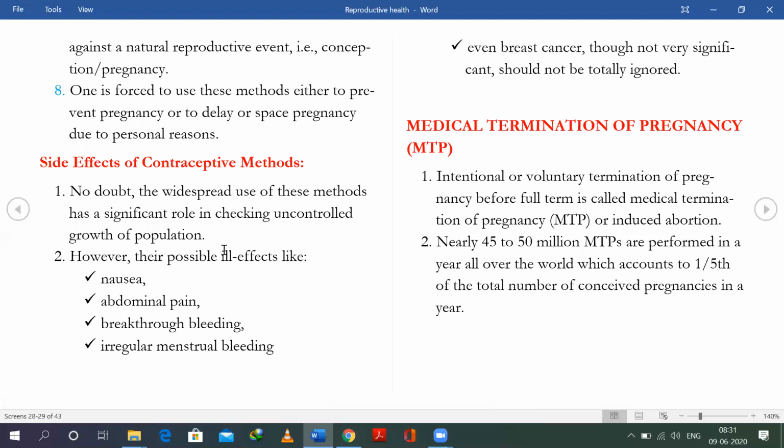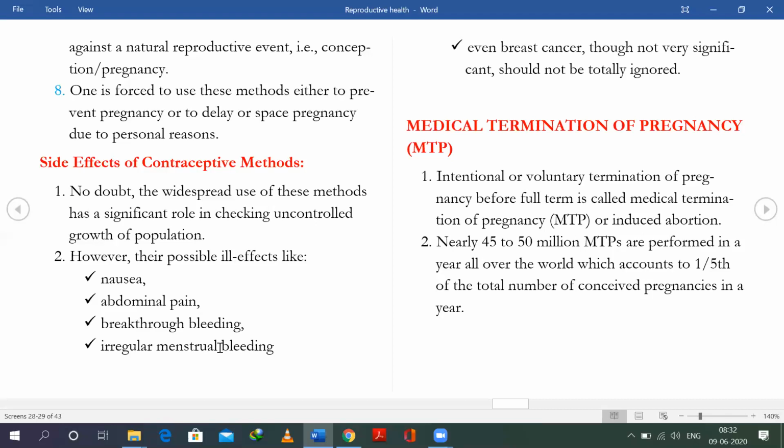What are some of these side effects, if you can recall? Nausea, a nauseating feeling, a vomiting sensation. Abdominal pain, particularly the IUDs sometimes can lead to pain in the abdomen. Breakthrough bleeding. So what is breakthrough bleeding? When the IUDs are placed safely in the uterus, sometimes they break out and rupture the tissue surrounding it. The uterine tissue might be ruptured, tissue damage might be there. As a result of that, the bleeding can happen.